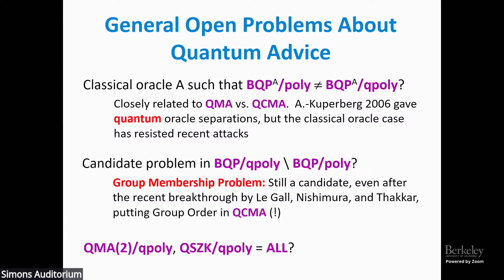Often progress on these two go hand in hand, but this was a counterexample to that. And then I would just love to know for which complexity classes adding quantum advice unlocks all functions, all languages. Here are a couple cases that I don't know.